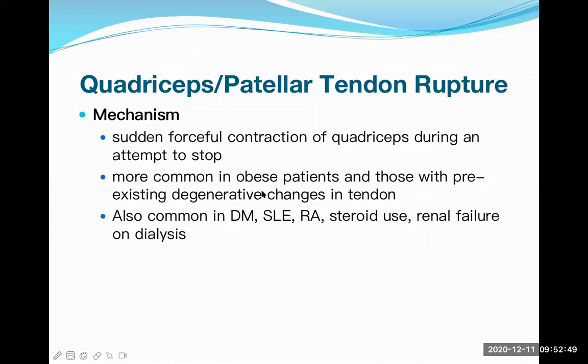Another one, in obese patients and some patients who have degenerative changes in the tendon already, this rupture is quite easy to occur, especially in obese patients. When they suddenly extend their knee, the tendon may rupture. It has been seen so many times, and it is also common in diabetes mellitus, SLE, rheumatoid arthritis, chronic steroid use, and renal failure and dialysis, because of some changes going on in the tendon.